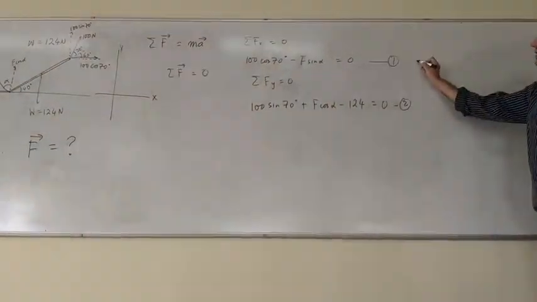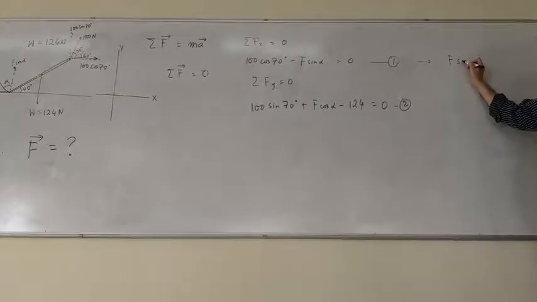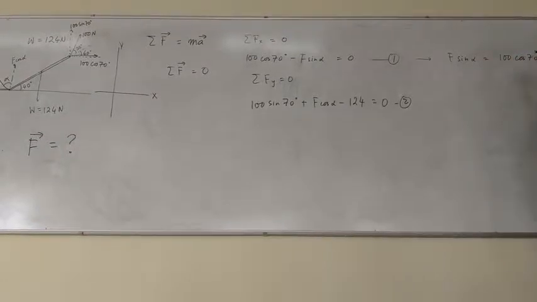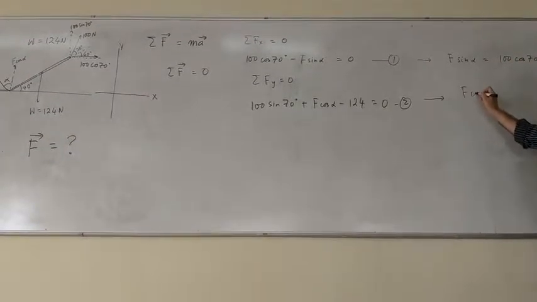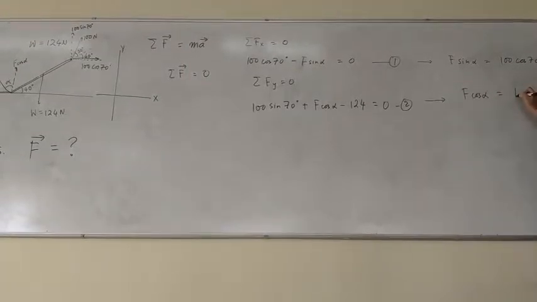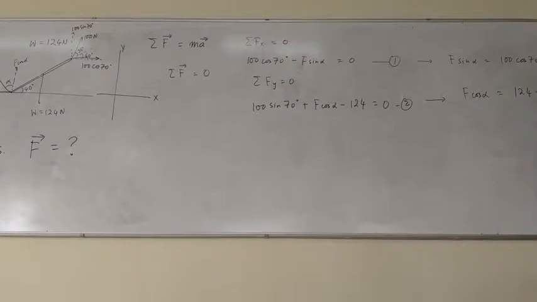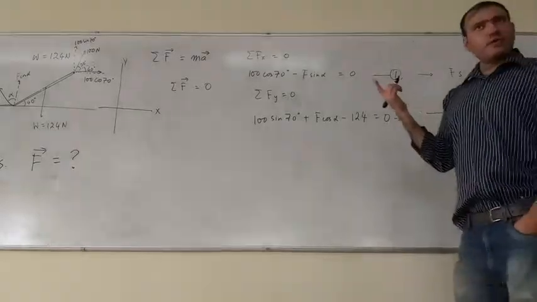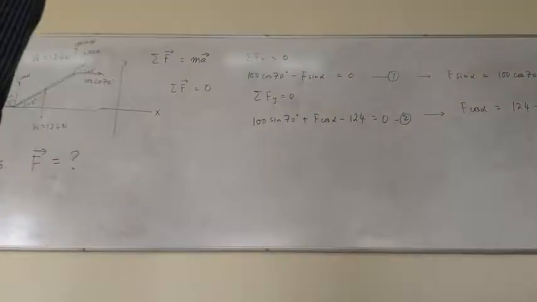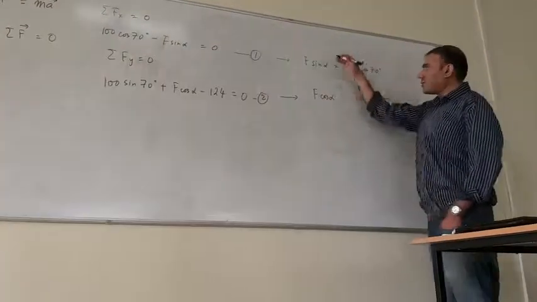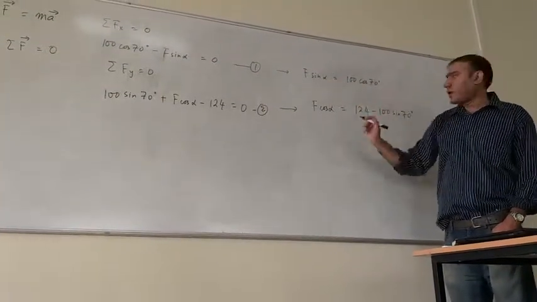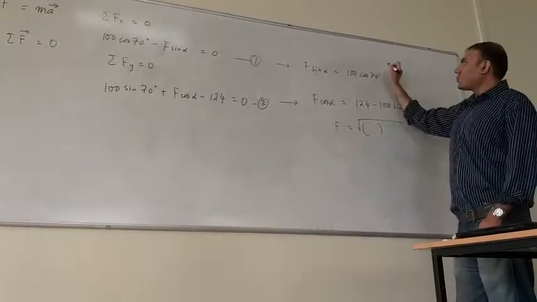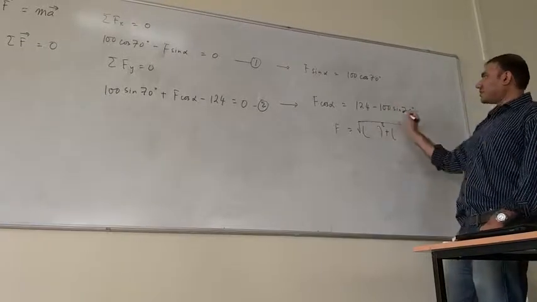The way to do that is you isolate f sine alpha, which is equal to 100 cosine 70, and from the other equation, f cosine alpha equals 124 minus 100 sine 70. Then what's the easiest thing to do in order to find the magnitude? Square each and add those up. Sine squared alpha plus cosine squared alpha gives you 1.